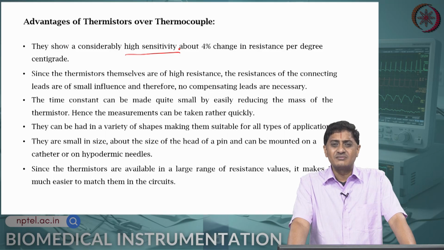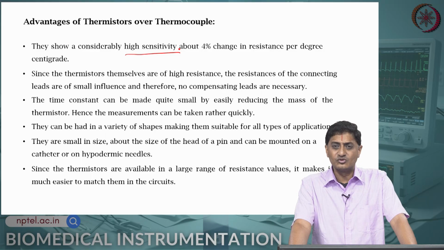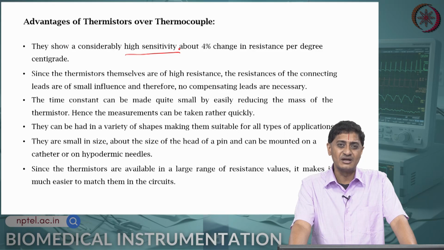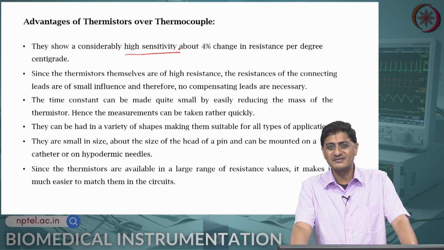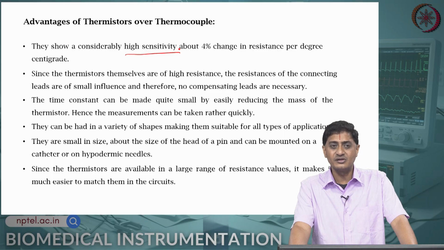Thermistors can be produced in various shapes and sizes, making them suitable for all kinds of biomedical applications. They can be really small, catheter tipped, or used within a hypodermic needle. They can be as small as the head of a pin, and can be mounted on a catheter tip or a hypodermic needle.